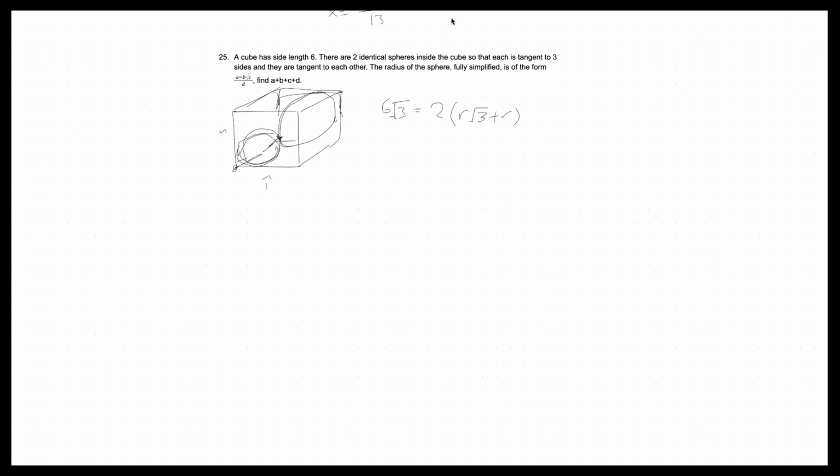So now you have an equation for r, and then you can solve for it. If you first divide both sides by 2, then you get 3 root 3 is equal to r times root 3 plus 1. So then r is equal to 3 root 3 over root 3 plus 1. And then you can simplify that and rationalize the denominator. And then you see that a plus b plus c plus d is 9 plus 3 plus 3 plus 2, so a plus b plus c plus d would be 17.